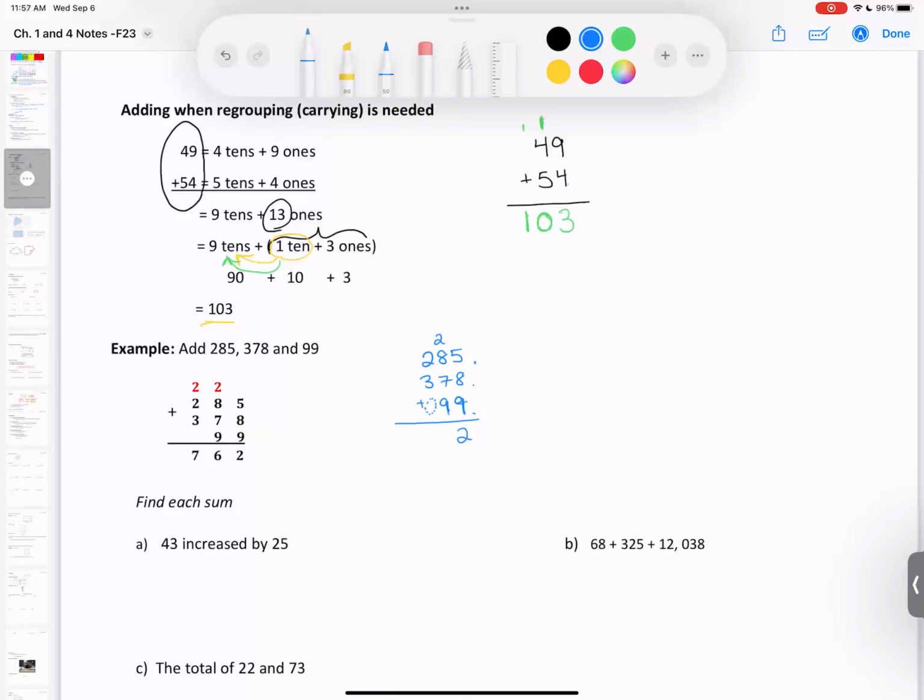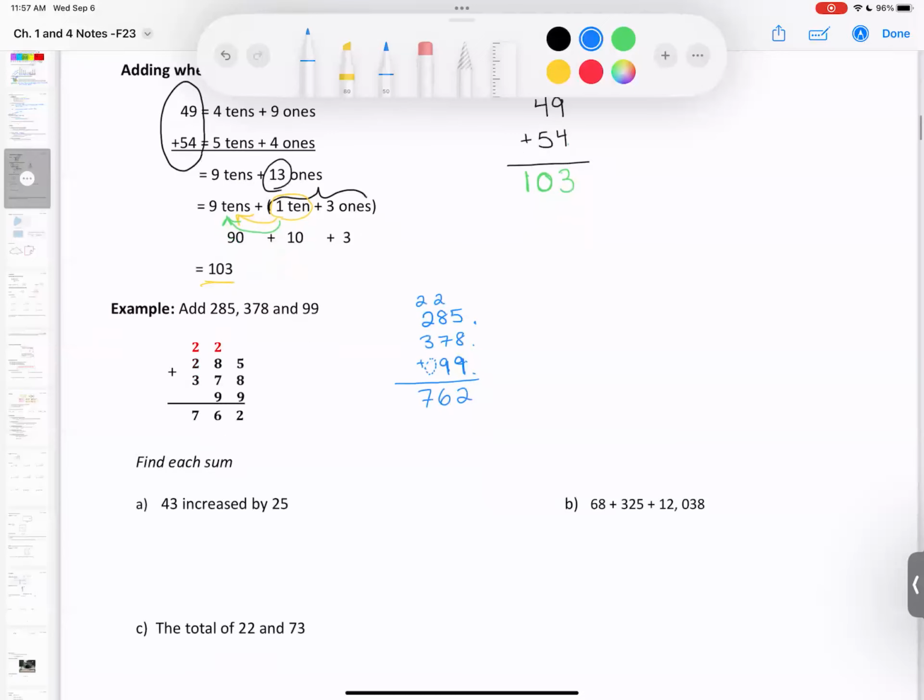And then I'm going to do the same for that tens column. So we've got 2 plus 8, that gives us 10, plus another 7 gives us 17. Plus another 9 would give us 26. So we put our 6 down and carry that 2 up to the next column. Now we have 2 plus 2 gives us 4, plus another 3 gives us 7.